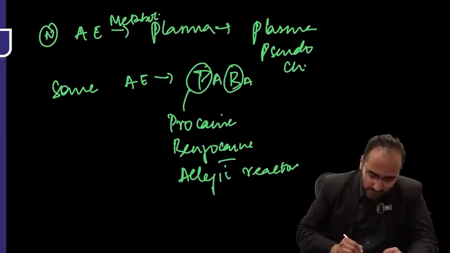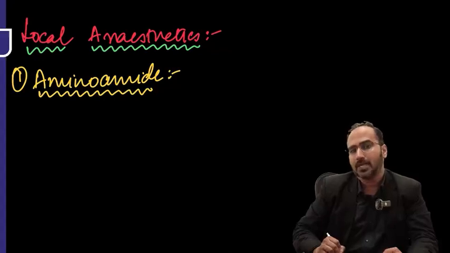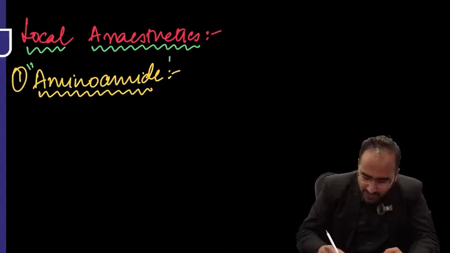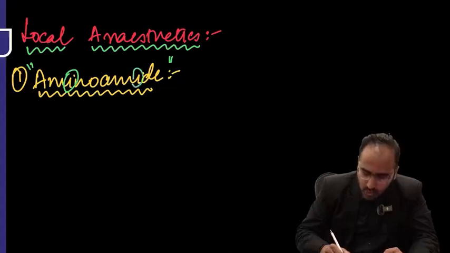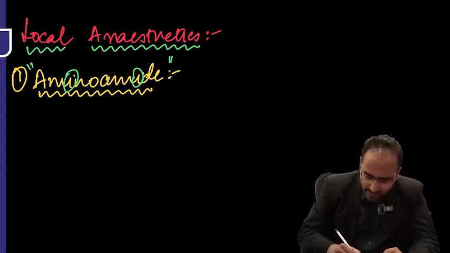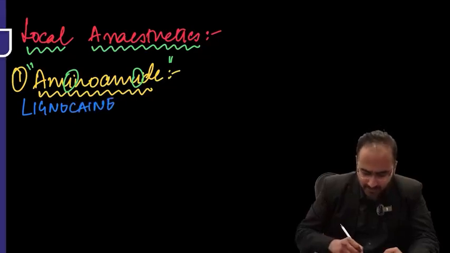Coming to the next form of local anesthetic, which is called aminoamide. In aminoamide, remember guys, look at the spelling of aminoamide. How many I's are there? I can locate 2 I's. So all the drugs of aminoamides will have 2 I's. Starting with what? Lignocaine, also called lidocaine or xylocaine.